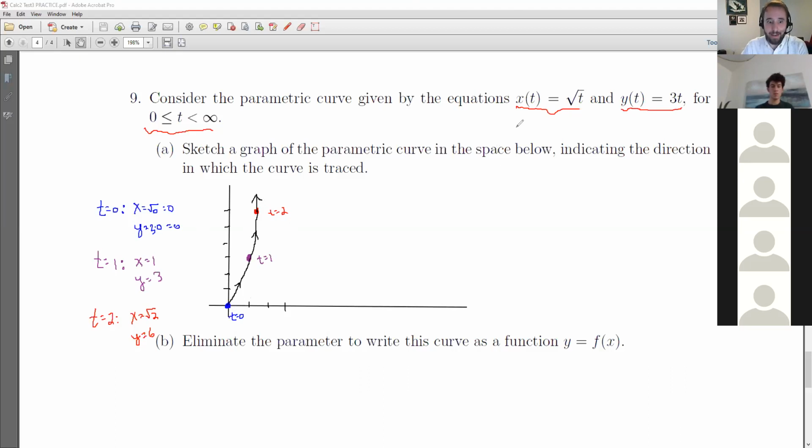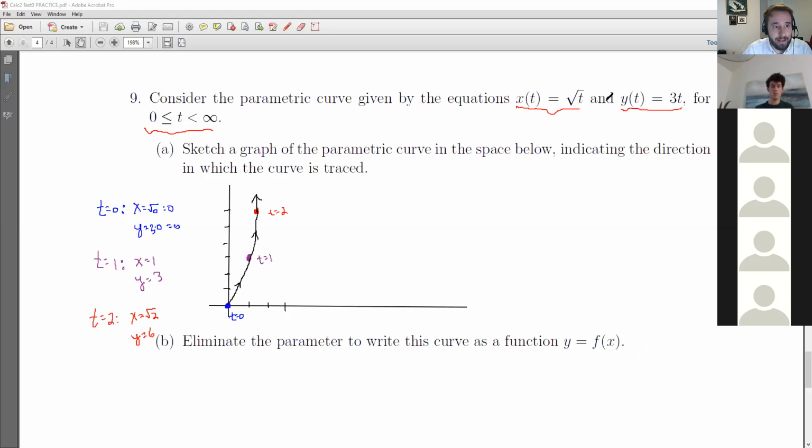Okay, the second question: eliminate the parameter to write this curve as a function. This cannot be done for every parametric curve. There are some parametric curves, especially the ones that double back on themselves, that cannot be written as a function because they would violate the vertical line test that every function must satisfy. In this example, it seems like we're okay. It seems like this curve satisfies the vertical line test. The vertical lines only intersect the curve once. So we should be able to write this as a function y equals f of x.